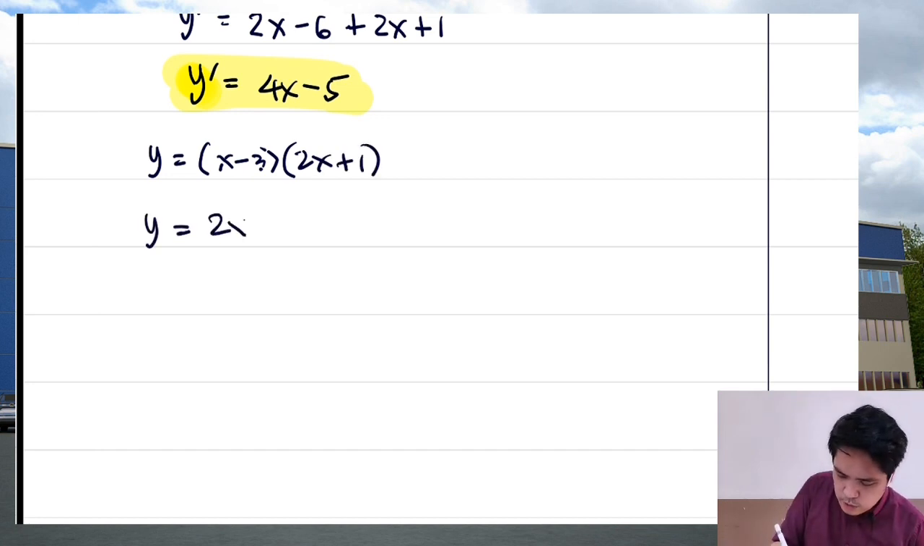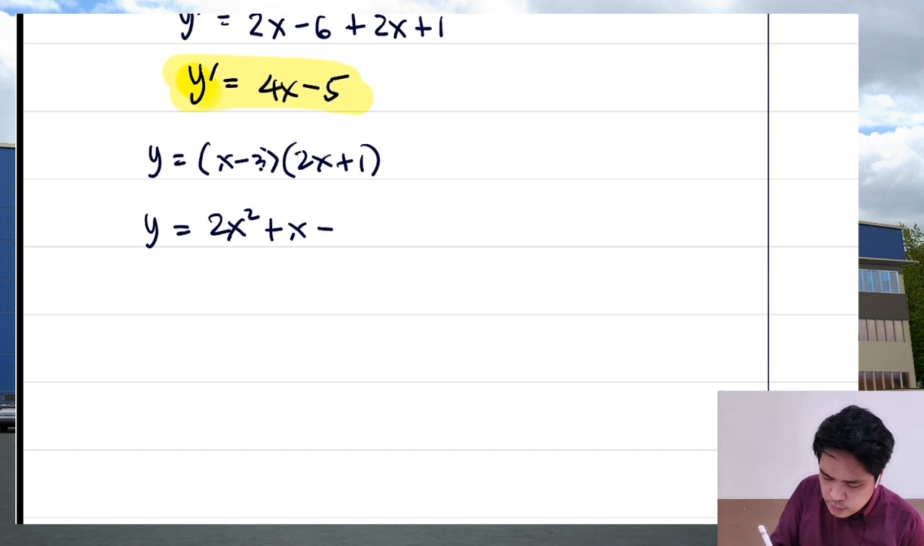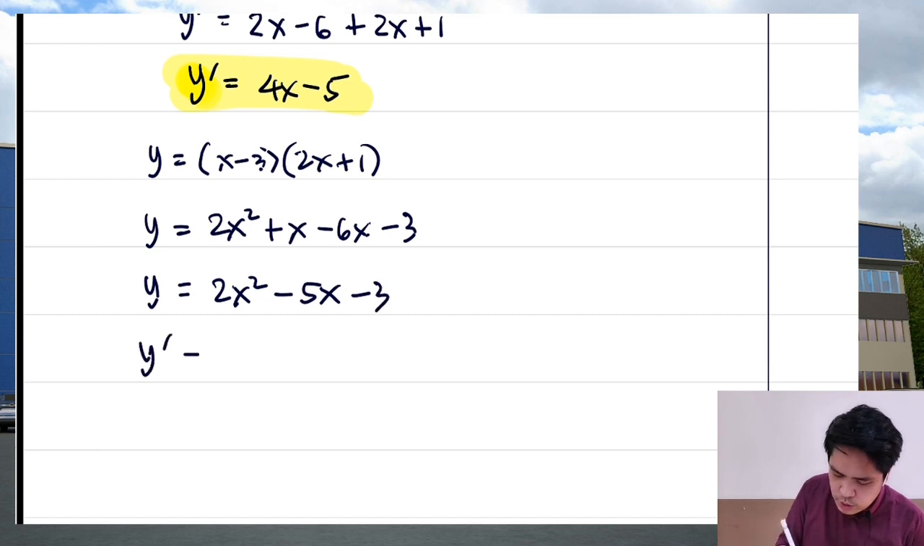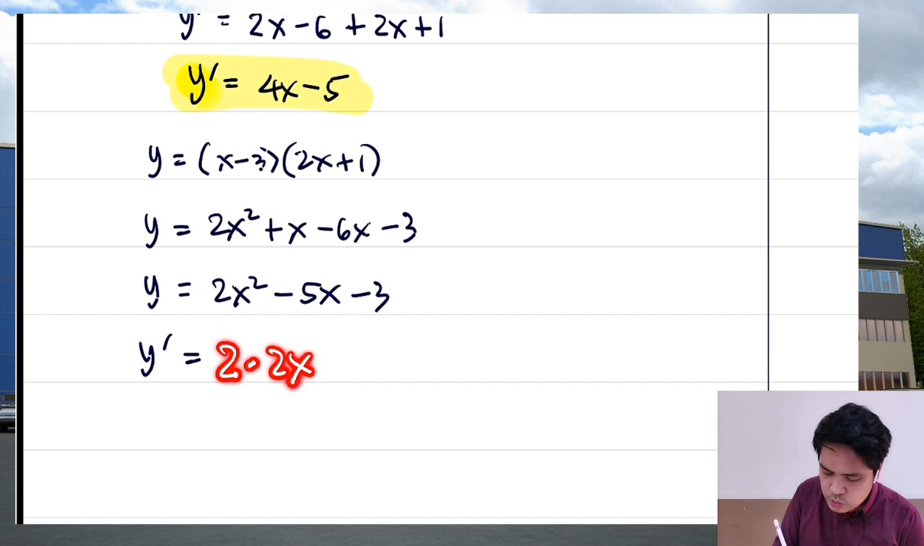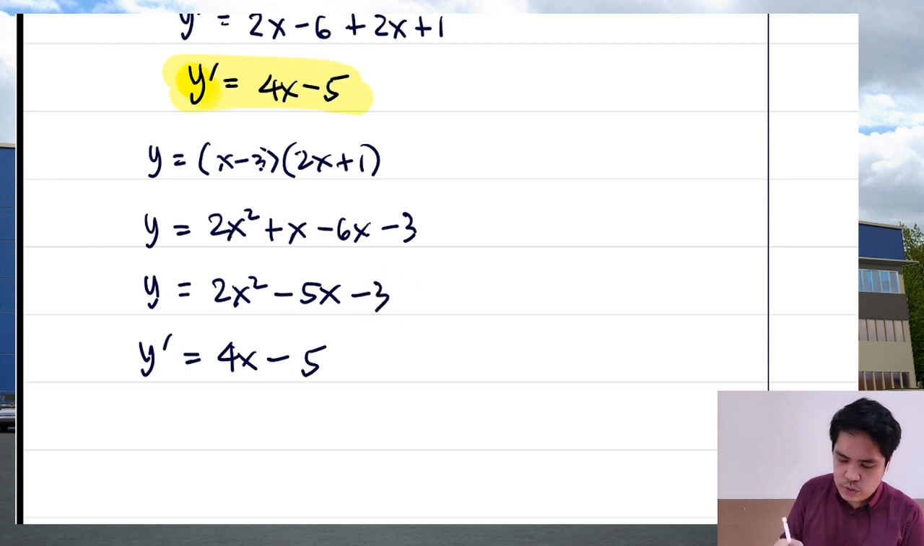This becomes 2x squared plus x minus 6x minus 3. Okay, so y is equal to 2x squared minus 5x minus 3. So to get y prime, the derivative of this, that would just be 2 times 2x raised to 1, or 4x. So this is 4x minus the derivative of 5x, that's just 5. Derivative of 3 is 0. So we have the same answer, 4x minus 5.